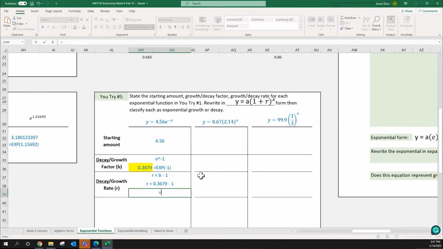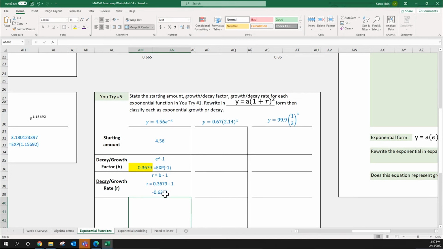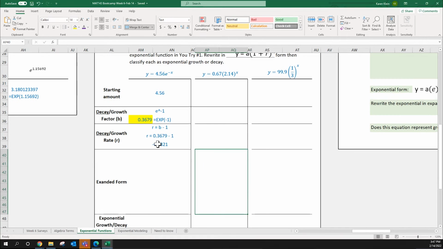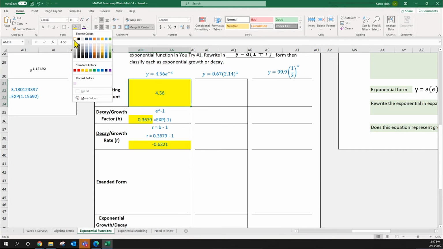So we'll calculate that. So I'm going to just use Excel to do some calculations for me. I'll highlight that and subtract off 1. Let's just change that to a number. So my rate is equal to a negative 0.6321. It's a lot of yellow there. Take that off.